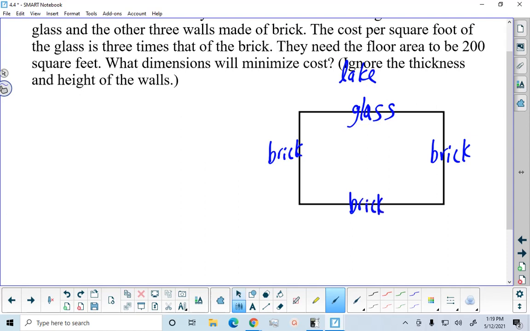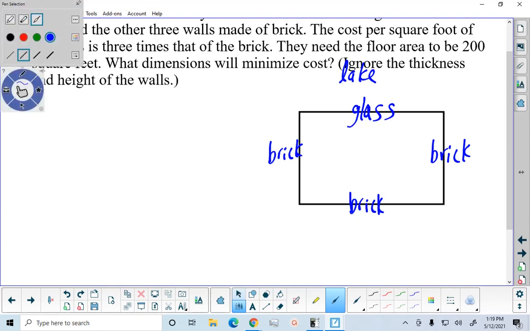And the problem in this question is what dimensions will minimize the cost. So normally what I would say to you is that the cost is representative of the perimeter. And we're going to write this down, and then I may decide to add some other things and talk about post-secondary.